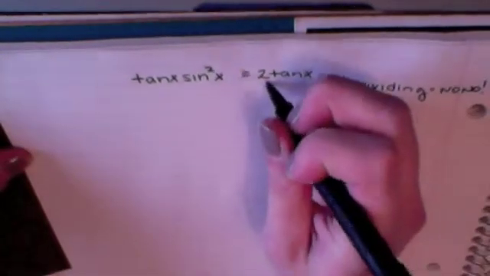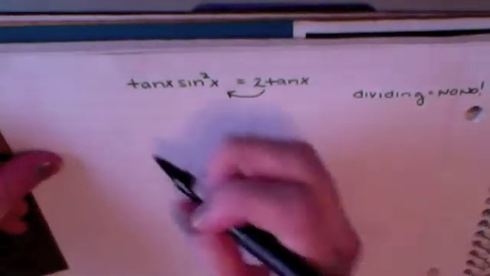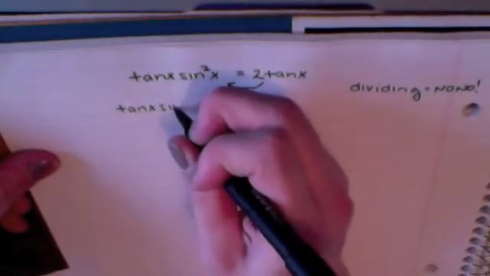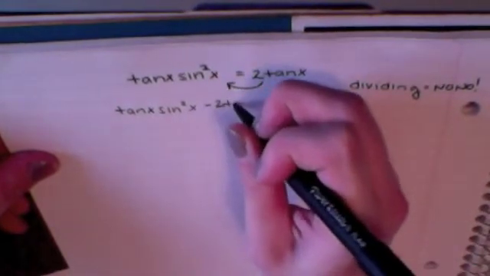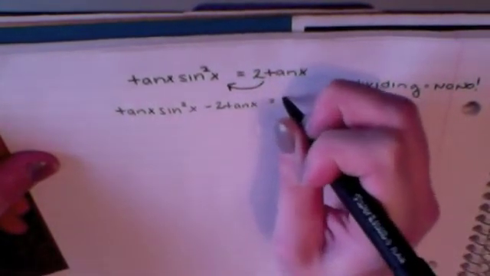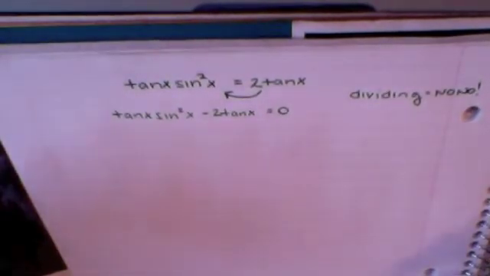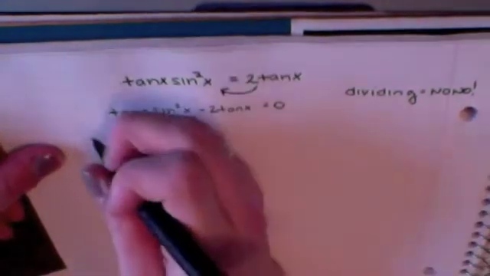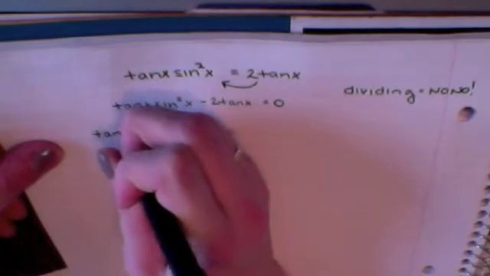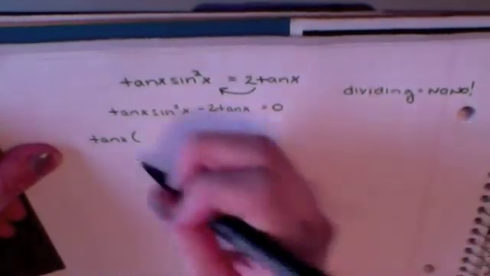A very good first step is actually getting this set equal to 0. So I'm going to bring this 2 tangent of x over by subtracting it onto the left-hand side. So tangent of x times sine squared of x minus 2 tangent of x is now equal to 0. Now remember I said before you cannot divide. Well, the alternative to division is factoring. We can factor out a tangent of x from both of these terms.